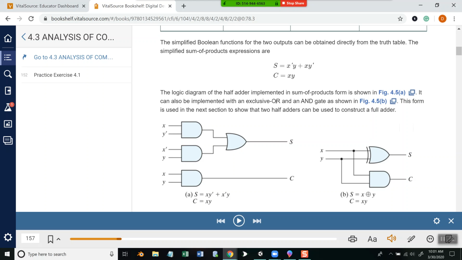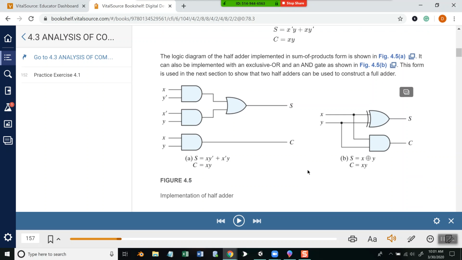It could also be input with an exclusive OR and an AND gate. This form is used in the next section to show that two half adders can be used to construct a full adder.